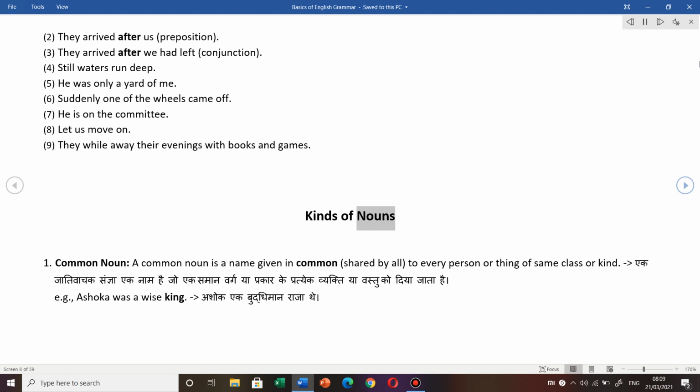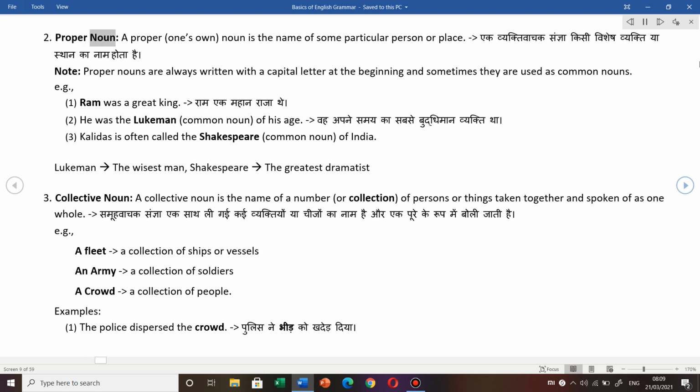Kinds of nouns. Common noun. A common noun is a name given in common, shared by all, to every person or thing of the same class or kind. For example, Ashoka was a wise king. Proper noun. A proper, one's own, noun is the name of some particular person or place. Note, proper nouns are always written with a capital letter at the beginning and sometimes they are used as common nouns.